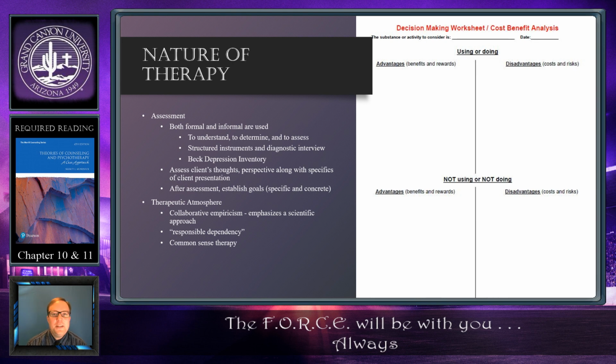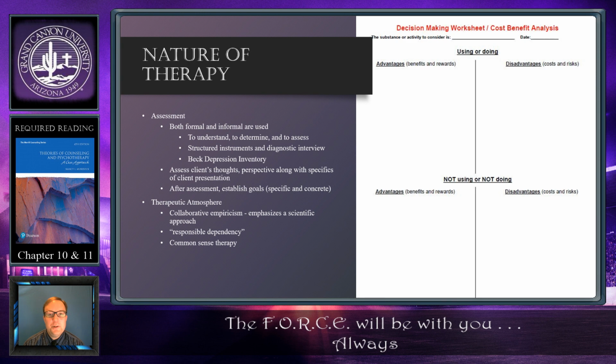Now let's talk about the nature of therapy in cognitive theory. You do use formal and informal assessments. You do use scales like the Beck Depression Inventory or the Beck Anxiety Inventory. You want to assign numbers to the problems, and you want to track them from week to week, month to month, so that you can see the progress of the client in a quantifiable way.